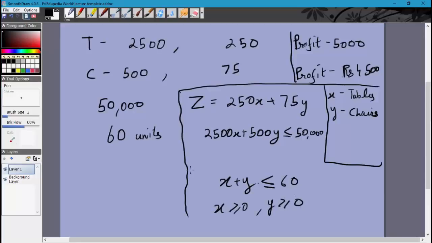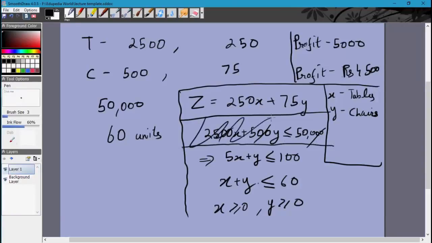Now if we cancel this, the 100s cancel, and we are left with 25x plus 5y is equal to 500, or 5x plus y less than or equal to 100. Right, this gives me this. So basically this is our linear programming problem. I have to maximize this function subject to these four constraints.